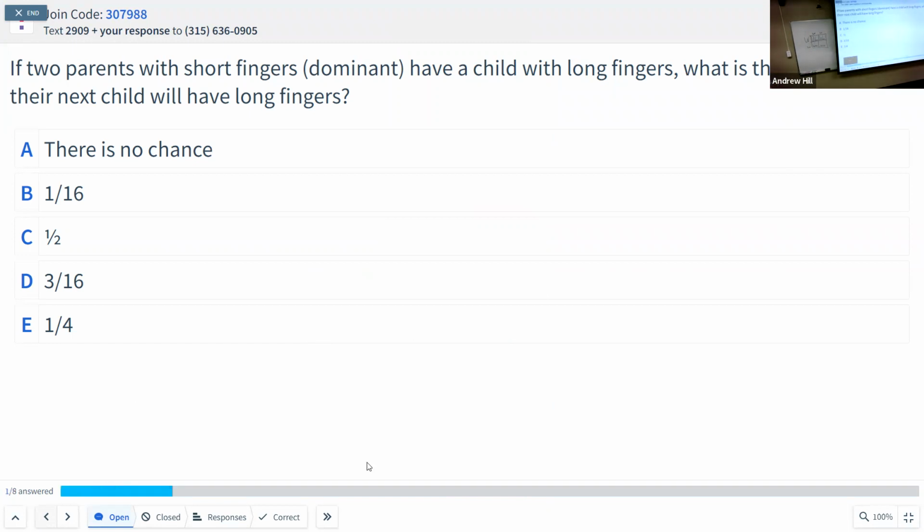If two parents with short fingers, which is dominant, have a child with long fingers, remember using the big F for the allele, and then small f. So the child would be small f, right? What is the chance that their next child would have long fingers? Okay, so we have two parents, they have a child with long fingers. So what can we figure out from that about what their genotype is? What do we learn from doing our pedigree analysis?